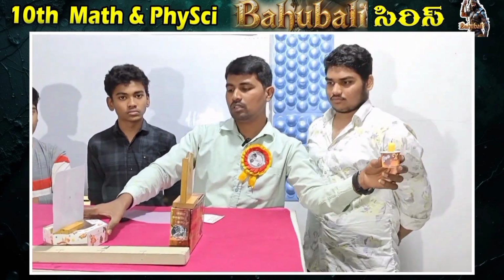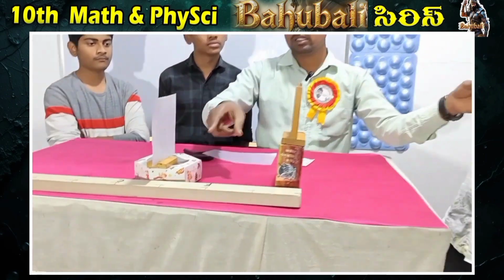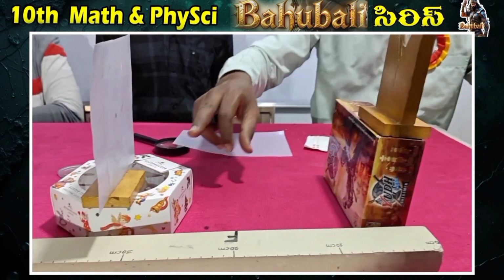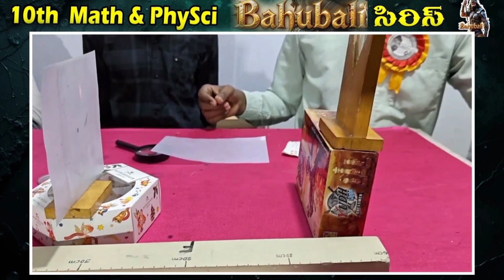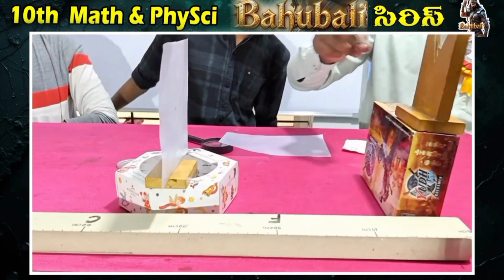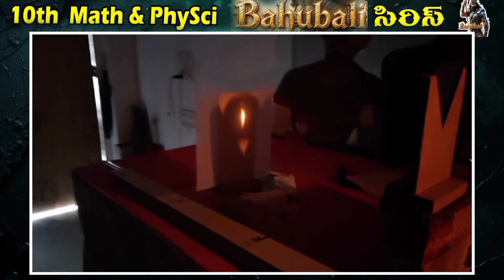Now the object is shifted beyond C. So we can get the image between F and C, at 30 centimeters. By observing practically, we observe that the object distance is 60 centimeters, and we got the image at 30.